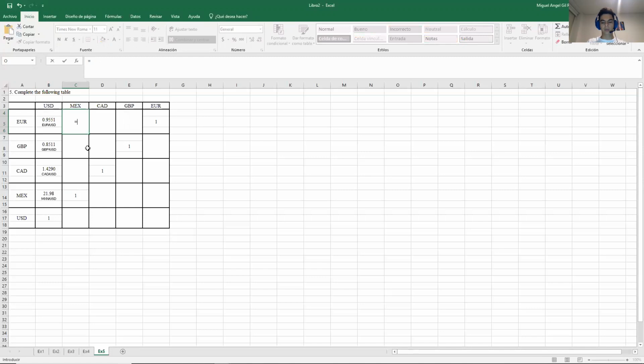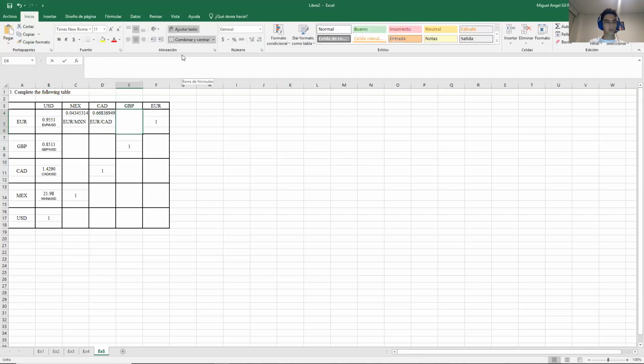So it will be 0.9551 over 21.98. This is the euro peso rate. Here, let me check if I can write it in here just to make it clear. Euro peso, okay. So let's do the next one. The next one will be euro over Canadian dollar. So it will be 0.9551 over 1.4290. So this amount is the euro over Canadian dollar.